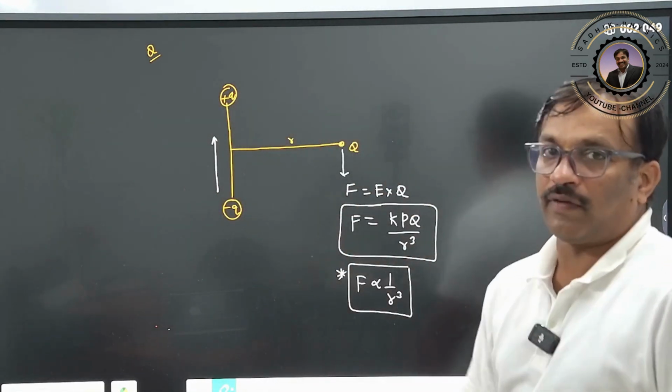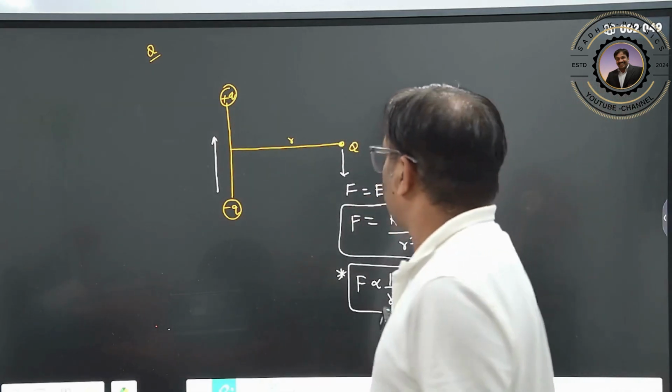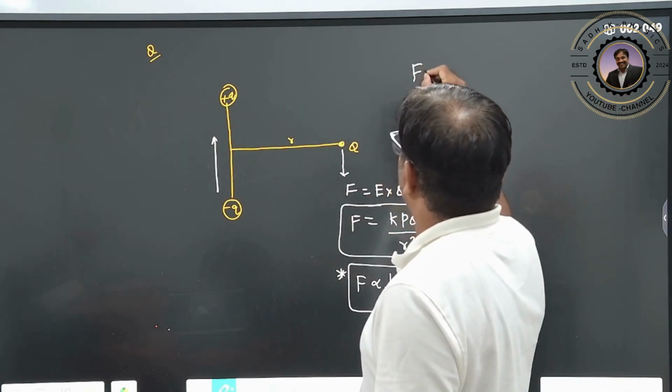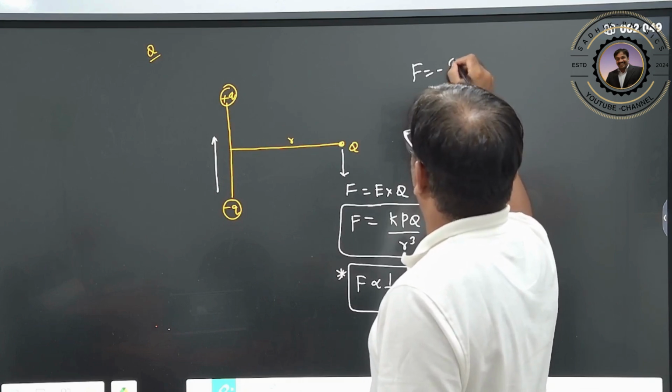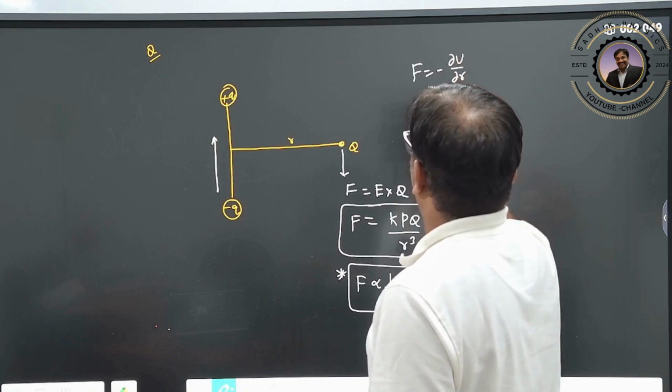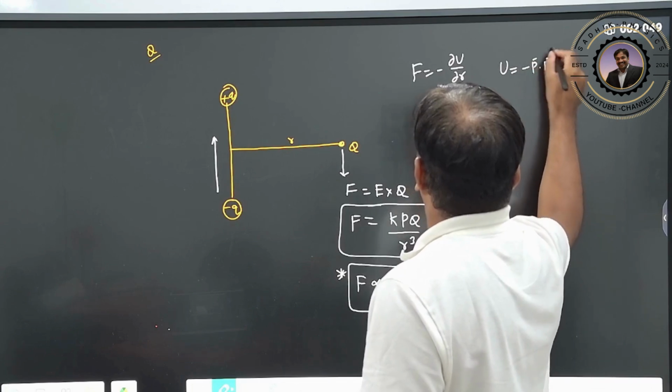In this way, for a non-uniform electric field also, you can calculate it by using this formula: F is equal to minus dou U by dou r. You can use potential energy, which is nothing but minus P dot E. Clear?